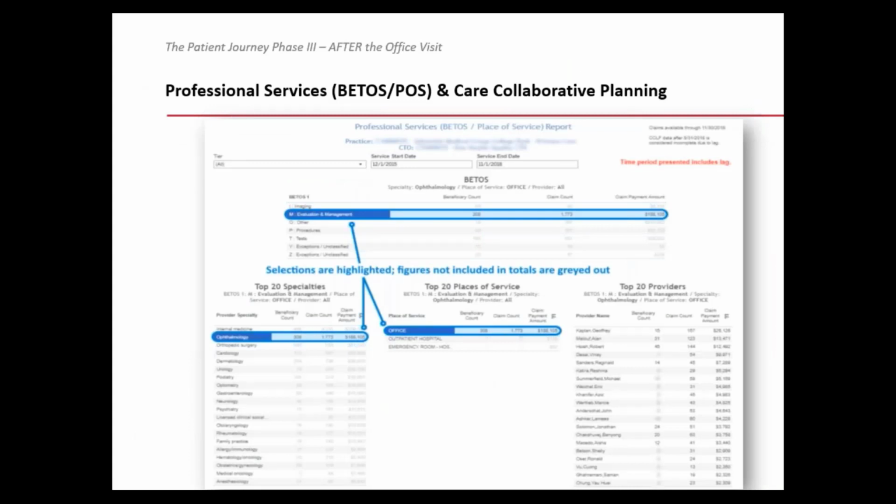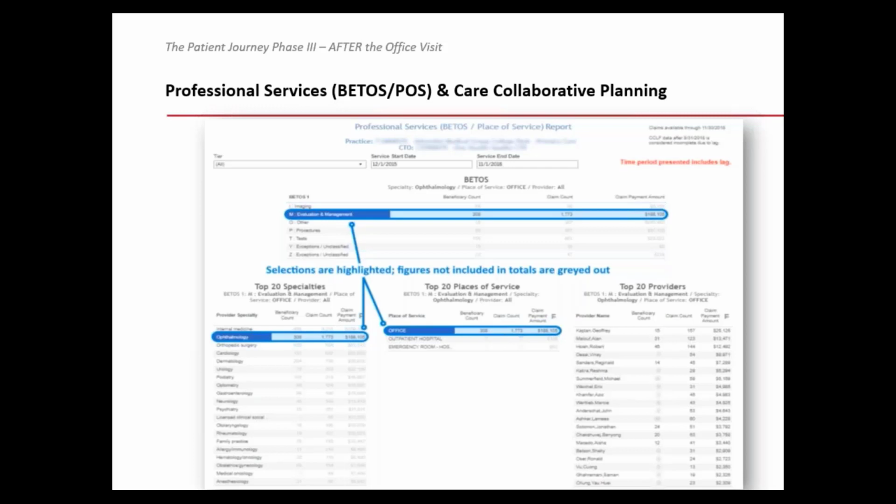Okay, so the last feature of the CRISP MDPCP report I want you guys to pay attention to is the professional services. And this is actually a great tool because you can drill down to see which of your providers or physicians by specialists, place of service, and providers your patients use the most or go to the most.